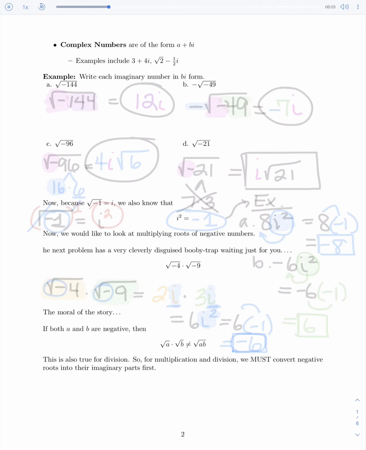Let's look at a couple more. Continuing along, if we look at problem A in this next group, we've got the square root of negative 144. So you'd start this the same way we did the first couple of examples.